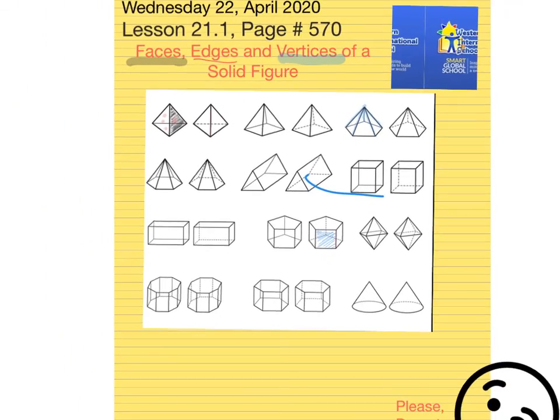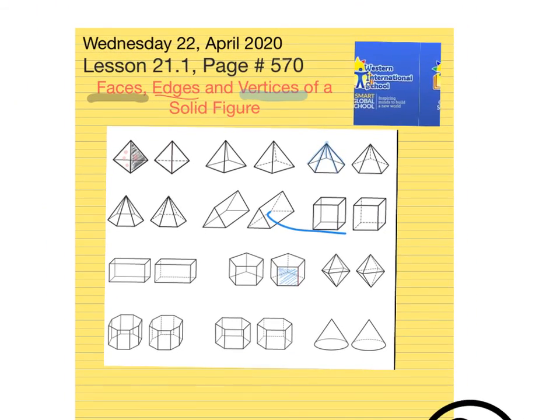That's the main idea. So for you to work on this, I need you please to select three figures out of this lesson. I need you to draw them in your notebook and then mark the faces, the edges, and the vertices of those three figures.